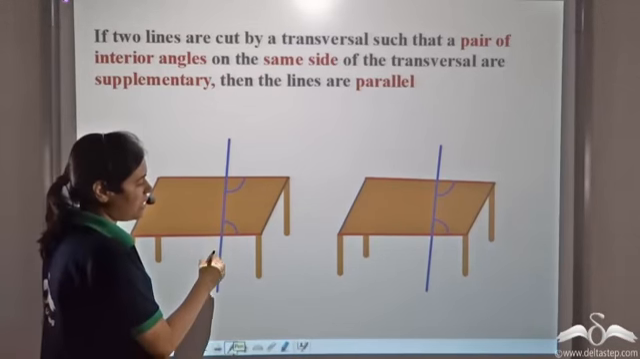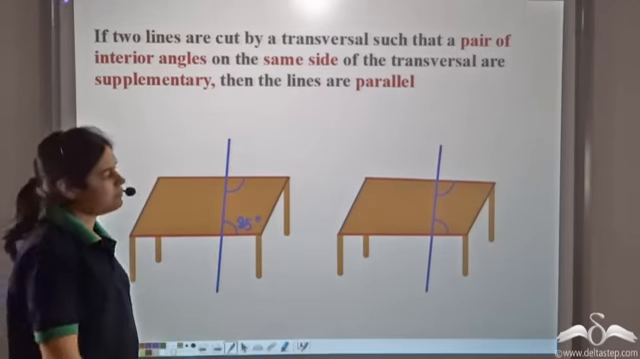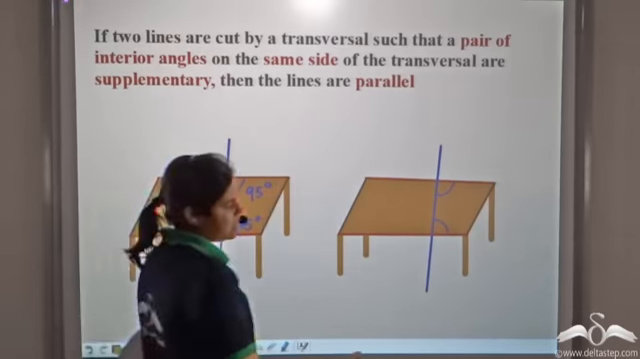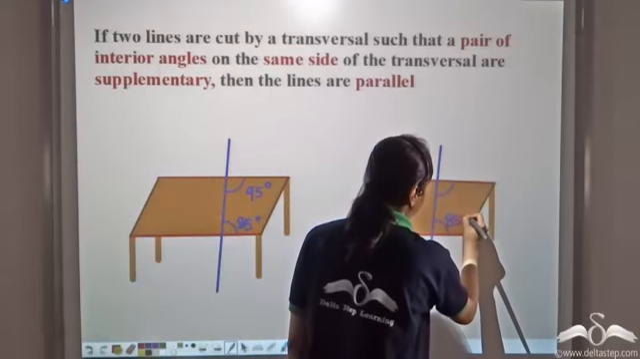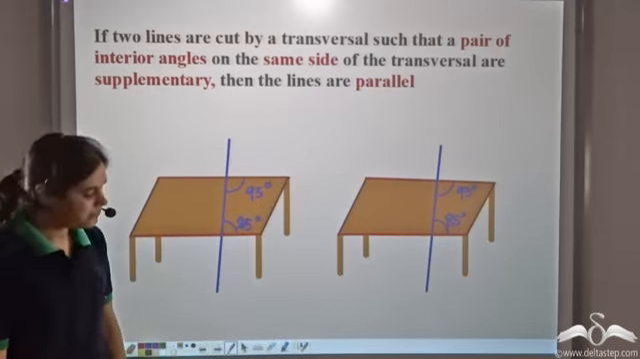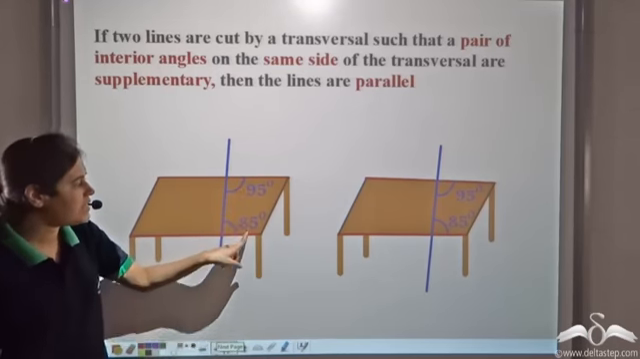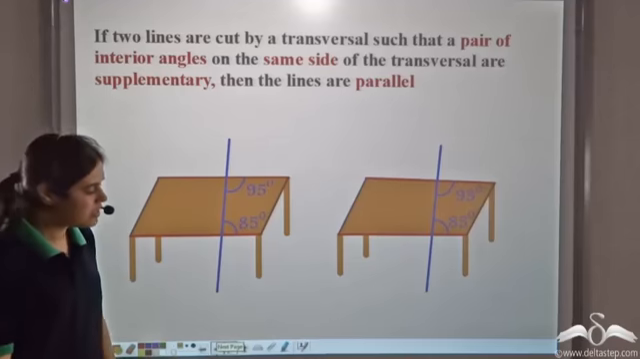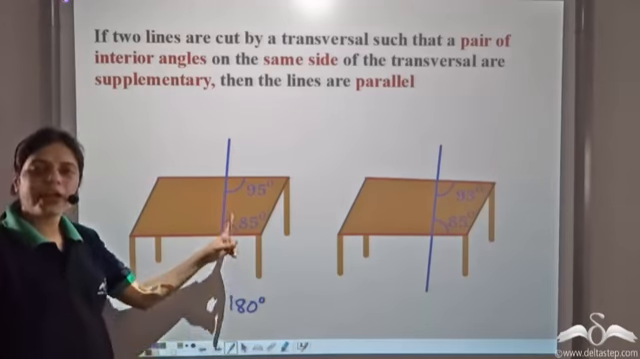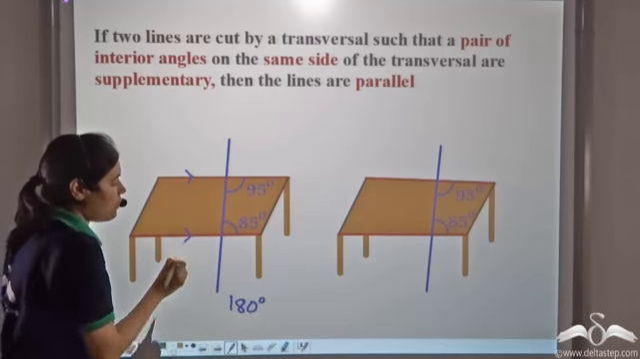On measuring these angles, it was found that this angle is 85 degrees. This angle is 95 degrees. This angle is 85 degrees. And this angle is 93 degrees. So this is what we have. Now let us add these two. 85 degrees plus 95 degrees gives us 180 degrees. So these two angles are indeed supplementary. Hence we can say that these lines are parallel.